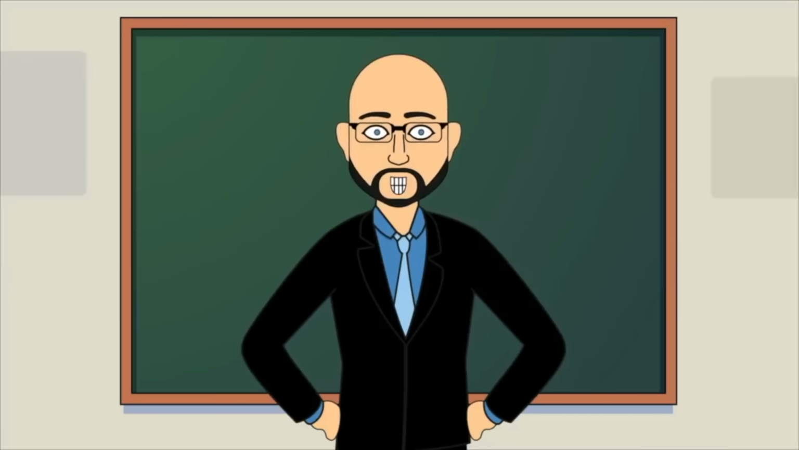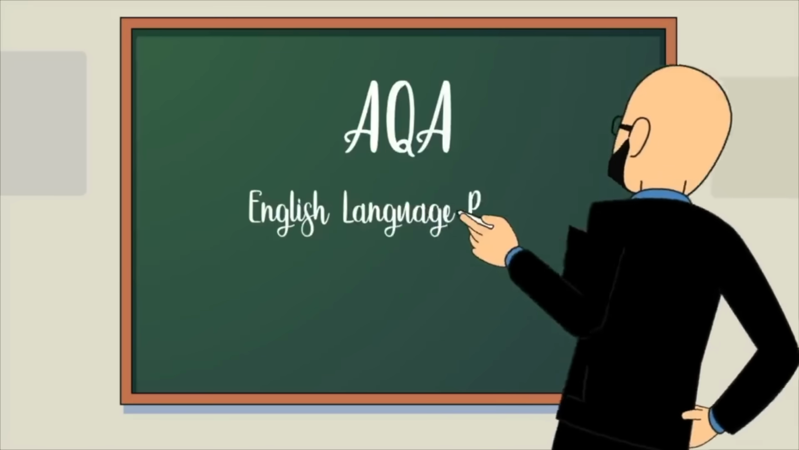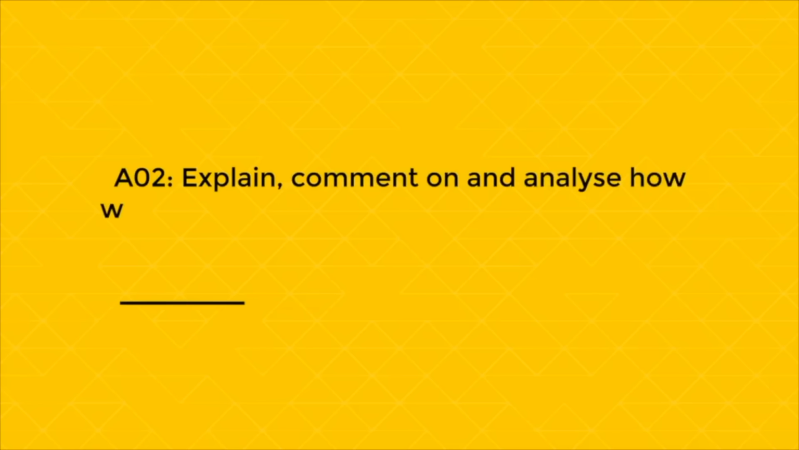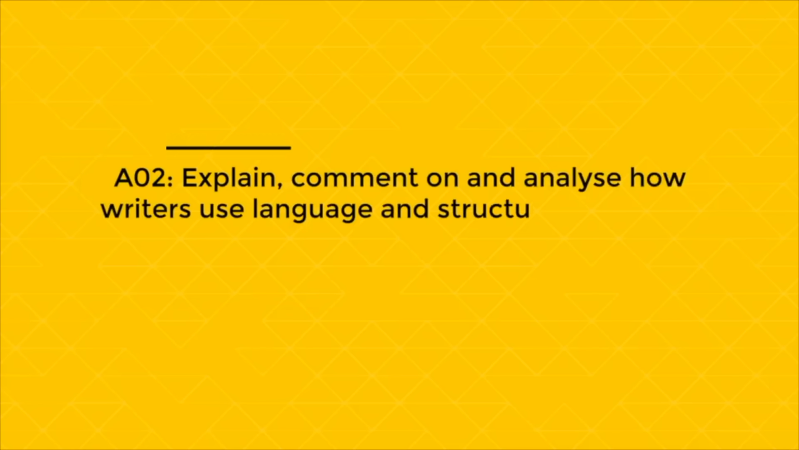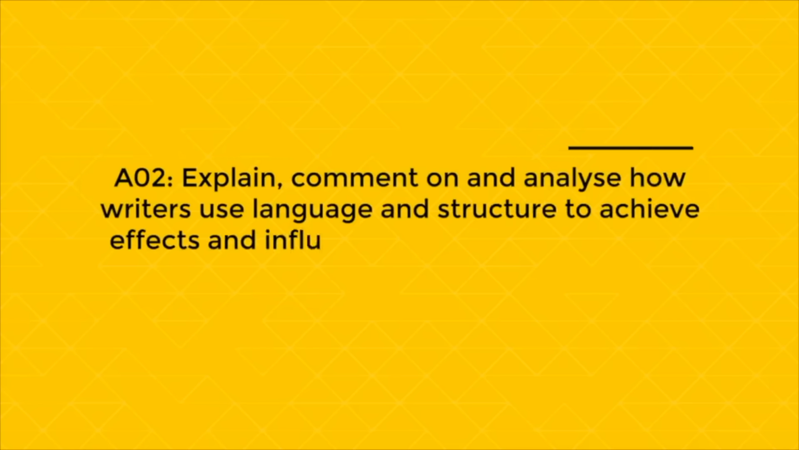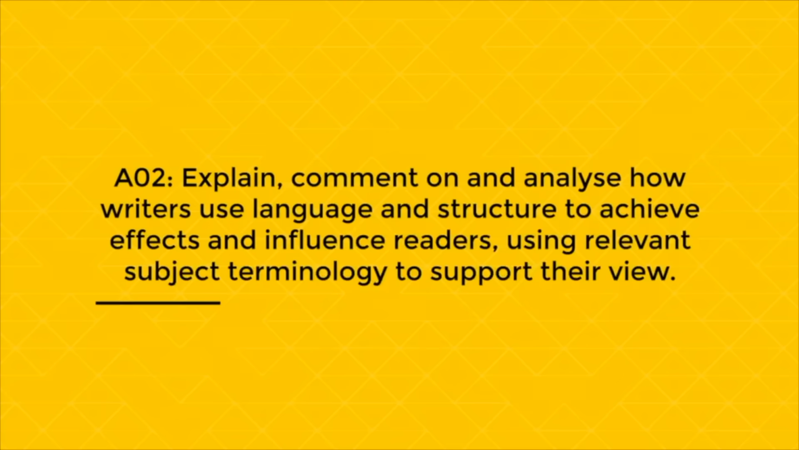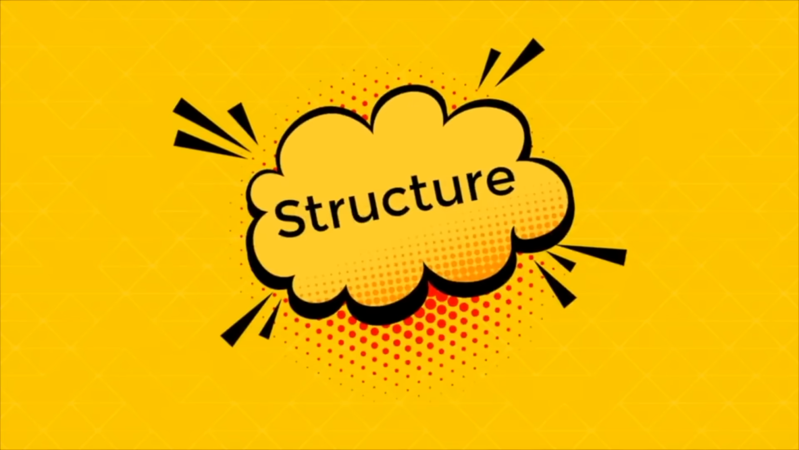So this question is an 8-mark question analysing the writer's use of structure, and the assessment objective is AO2: explain, comment on and analyse how writers use language and structure to achieve effects and influence readers, using relevant subject terminology to support their view. But just as question 2 focused only on the language element of this assessment objective, question 3 focuses only on the structure element.